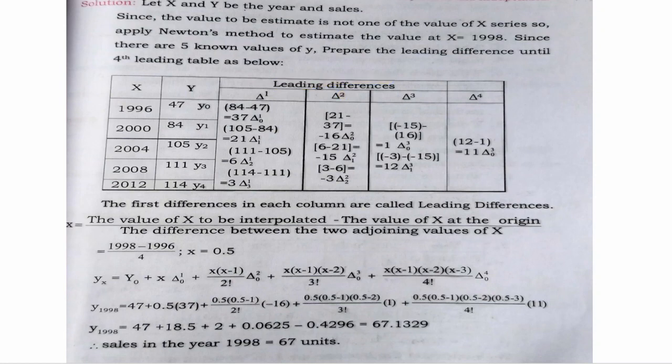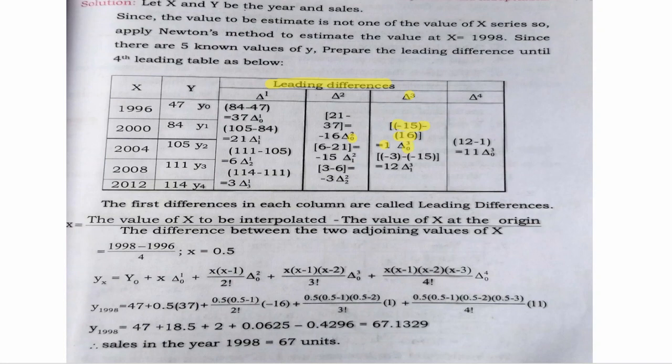Next we will find the leading difference value for delta to the power of 3. It is delta 1 to the power of 2 minus delta not to the power of 2, that is minus 15 minus of minus 16. We get the value 1, which is called the leading difference delta not to the power of 3.